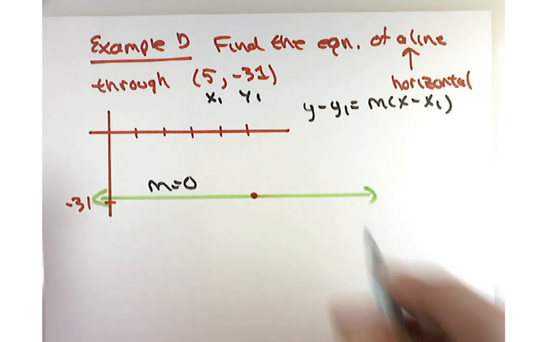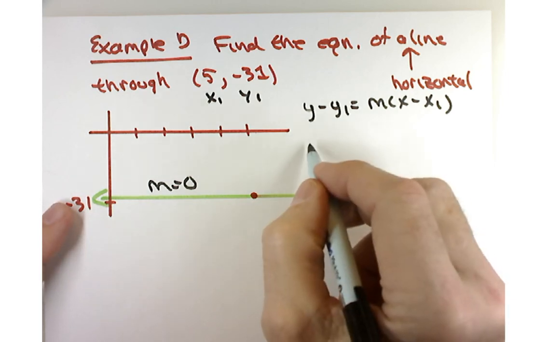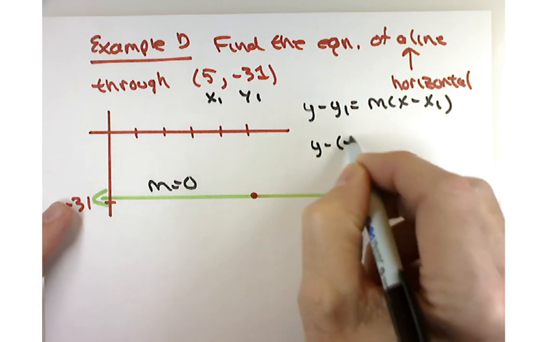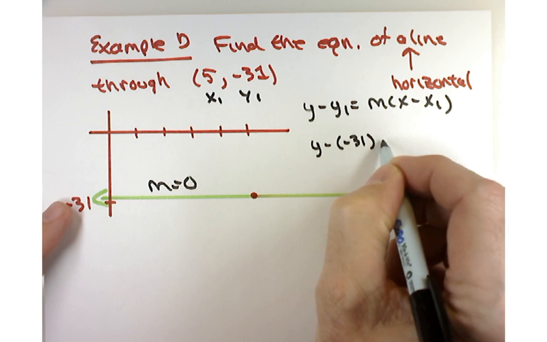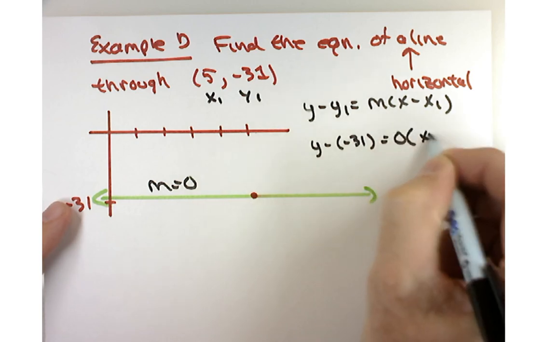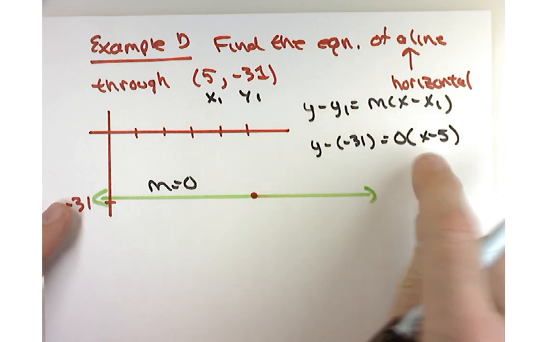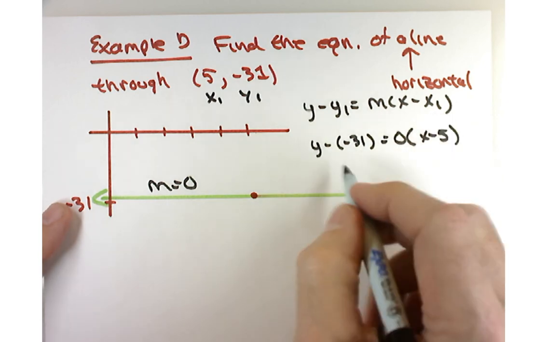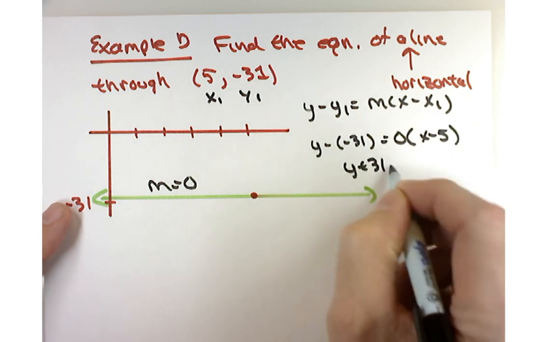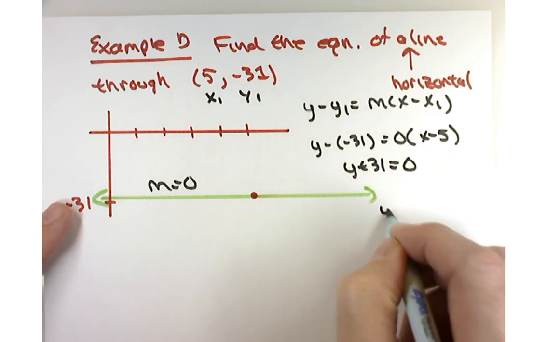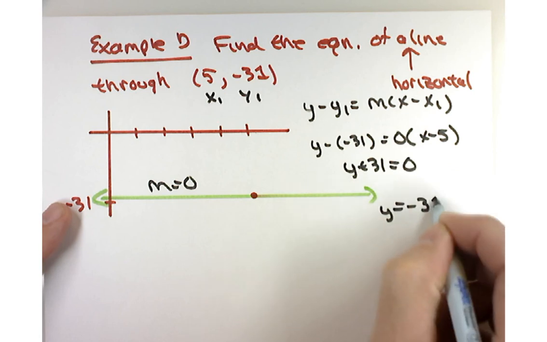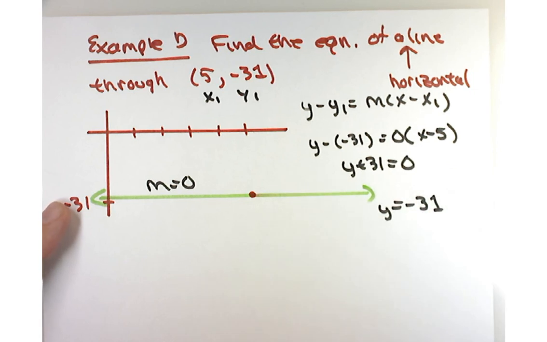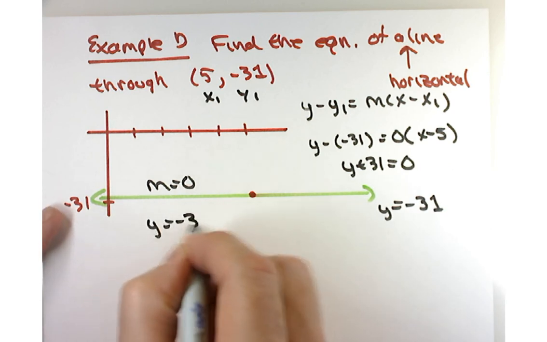So, okay. Let's fill in all the information then. It's going to be y minus negative 31 equals 0 times x minus 5. 0 times anything is just 0. So it's y plus 31 equals 0. Or in other words, y equals negative 31. Yay. So pretty simple.